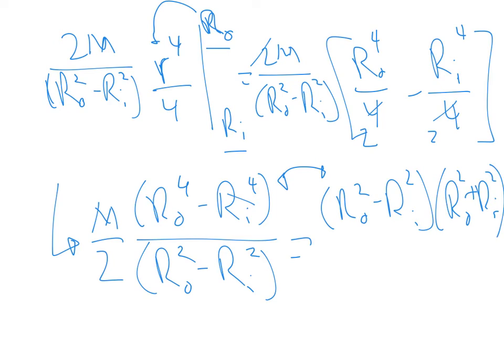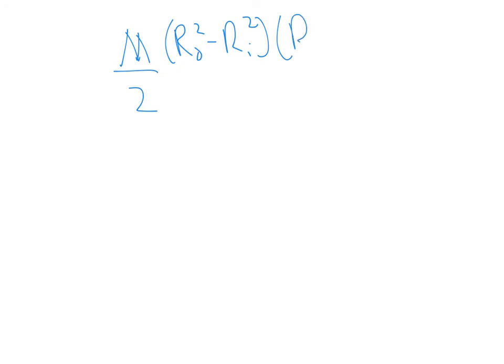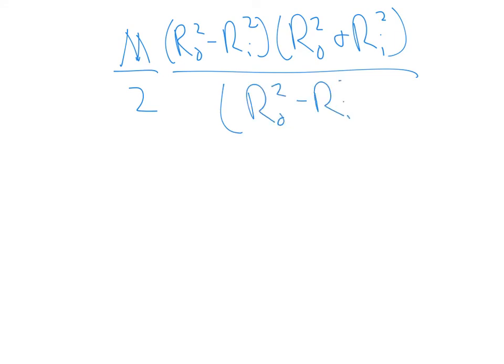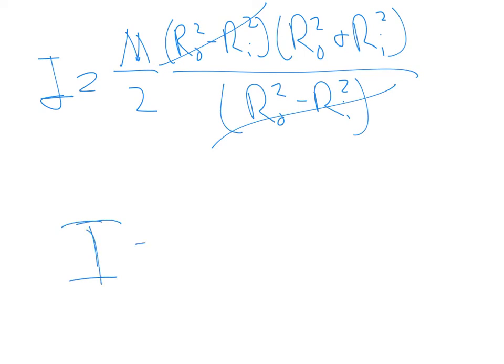Okay, totally running out of space. So after we split up the perfect squares, right? R outer squared minus r inner squared, and then you add them. Now we can see that those cancel out. So our final result, which is actually really interesting, remember this is supposed to be the moment of inertia of the whole thing, right? The moment of inertia of your toilet paper situation.